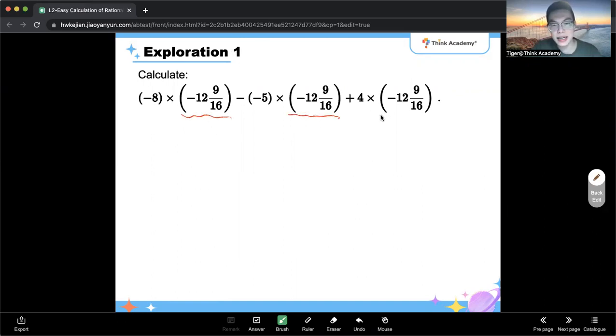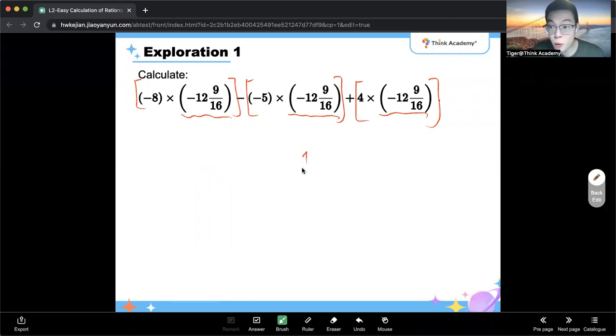you can observe that this calculation is formed by 3 multiplications, all of which have the same multiplier. All of them have the same multiplier, right? Which means that, let's list a simple example.